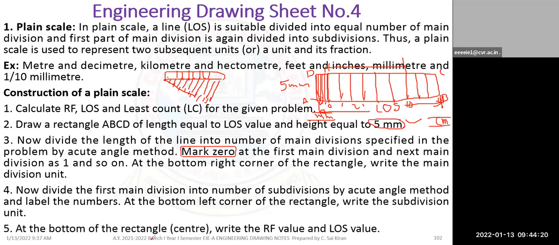At the bottom center of the rectangle you have to write the RF value, because you have calculated the RF. There's no need to show any calculations in the exam; just write the RF value and the LOS value. After your calculations, create a rectangle and write the RF value, suppose 1 is to 40, 1 is to 20, 1 is to 3, whatever the RF value may be. In the two horizontal lines you write the RF value and LOS value. Here you write the main division, the subdivision, the RF value and the LOS value.